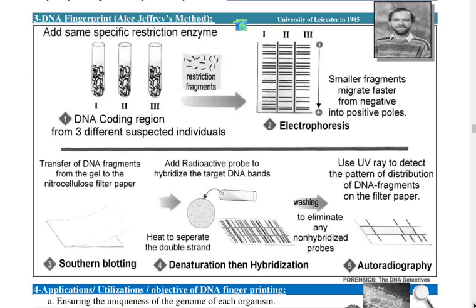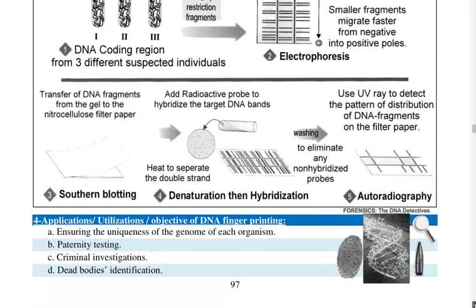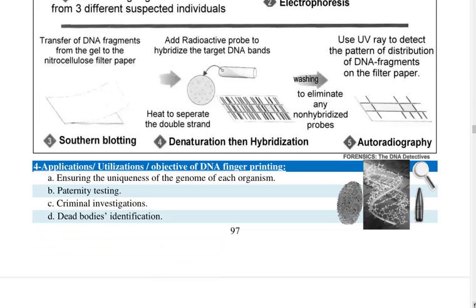Also, another application is the DNA fingerprint method, how we make a DNA map for each human, and then we can compare it to identify whose DNA this is. We can use it in paternity testing, criminal investigation, and dead bodies identification.